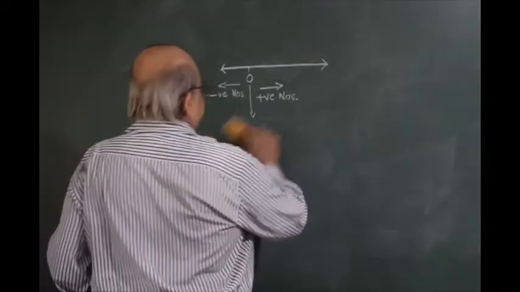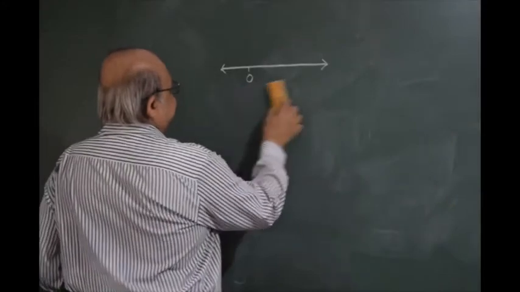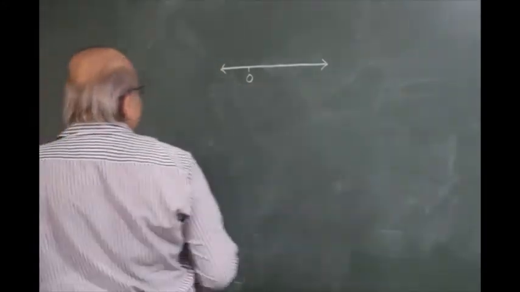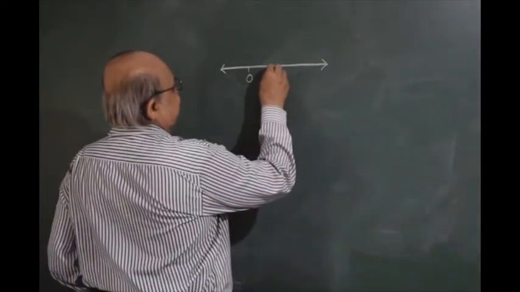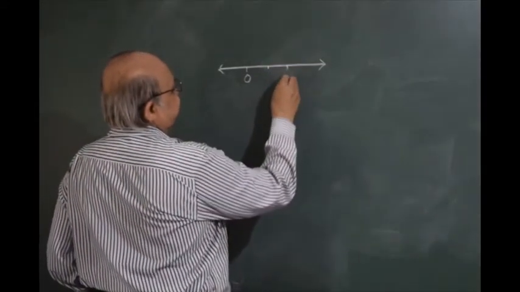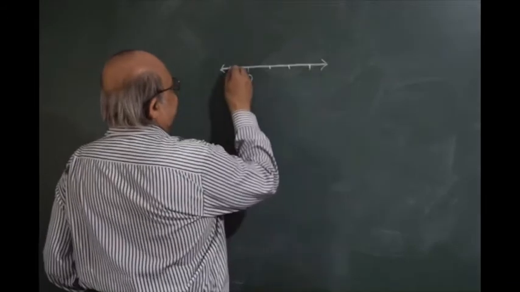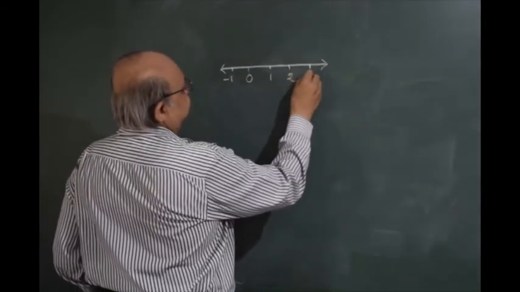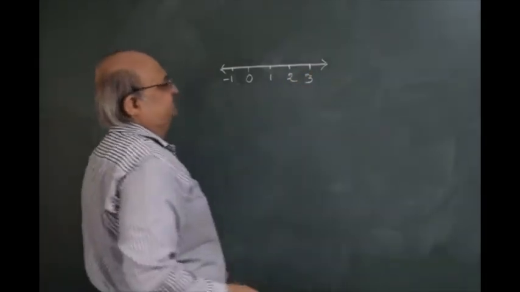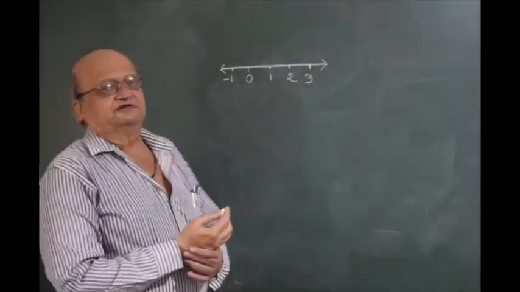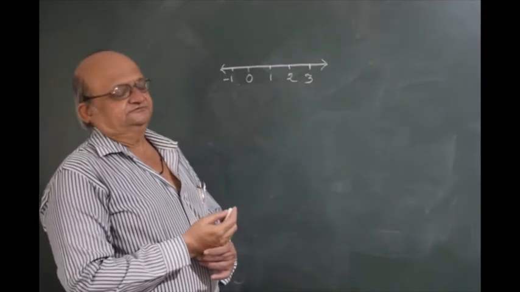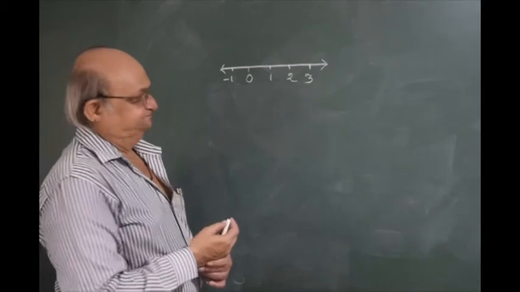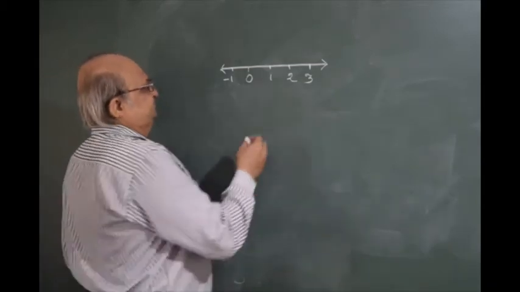Let us represent decimals as well, because the number line only consists of integers and fractions. We will not be able to represent a root 2 on the number line directly. What do we do?